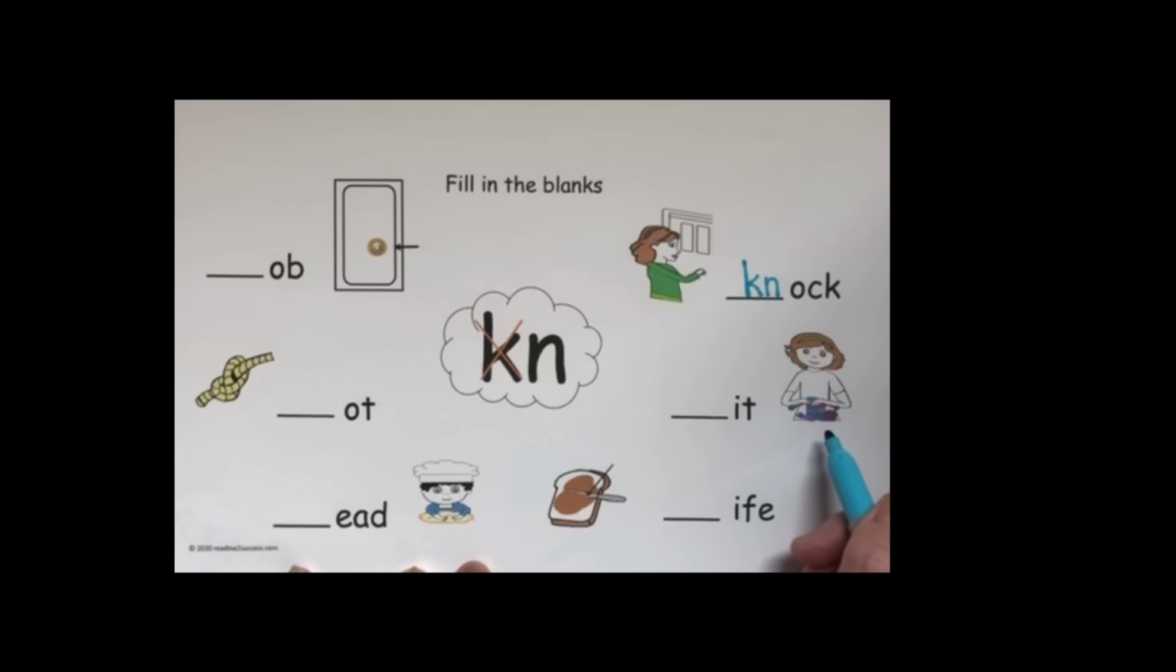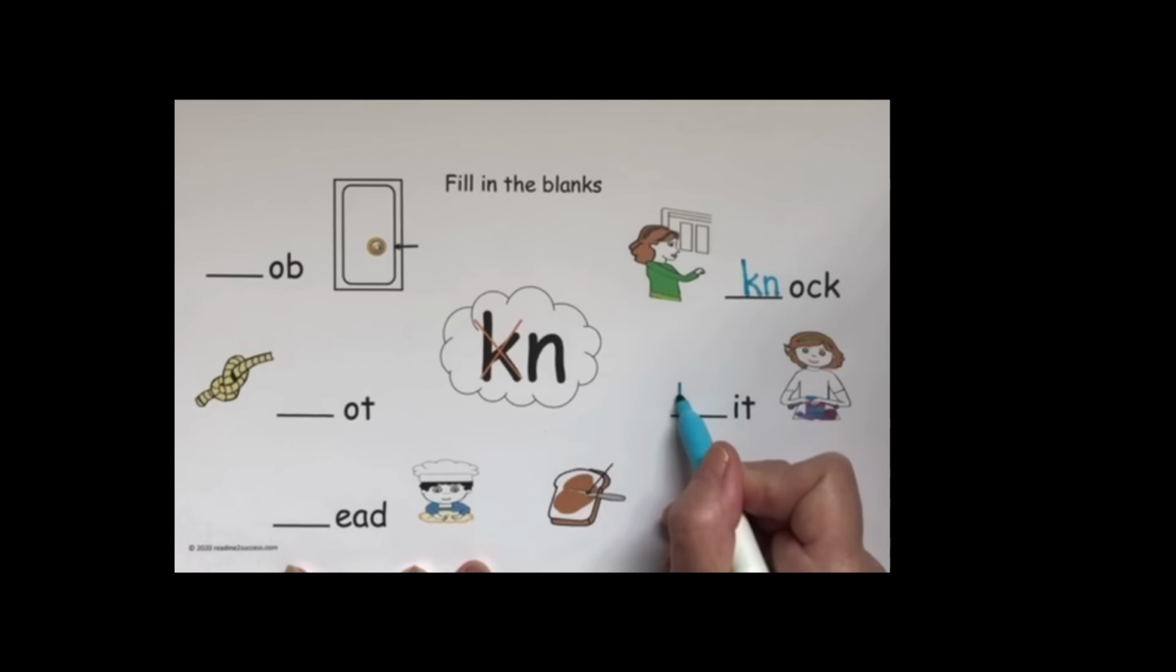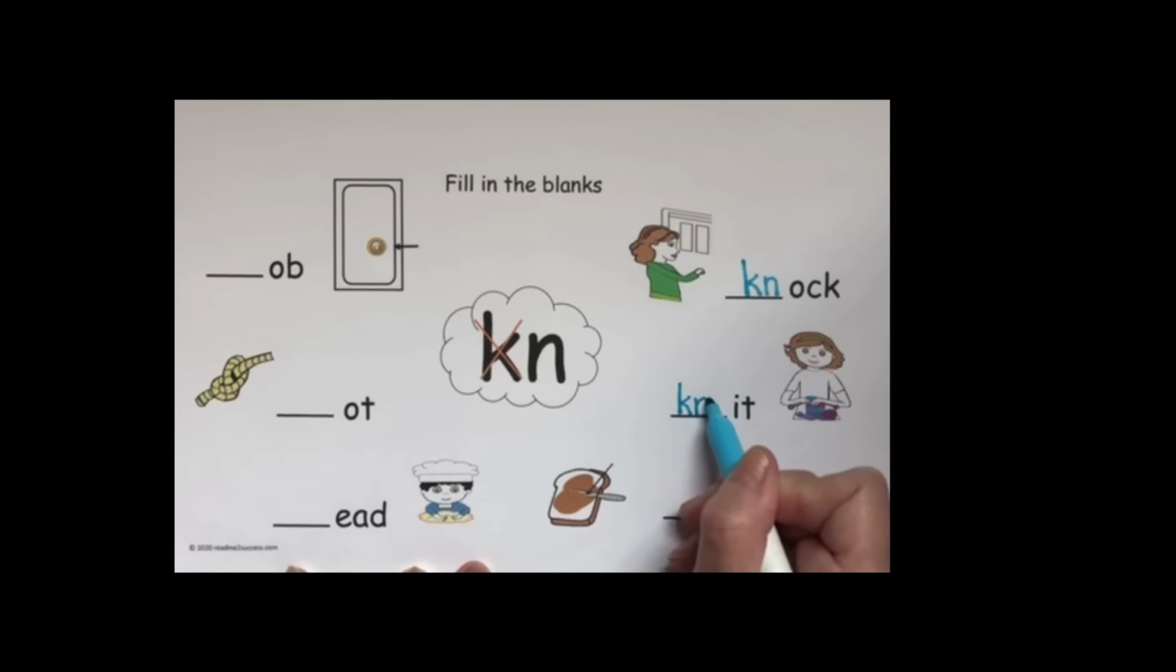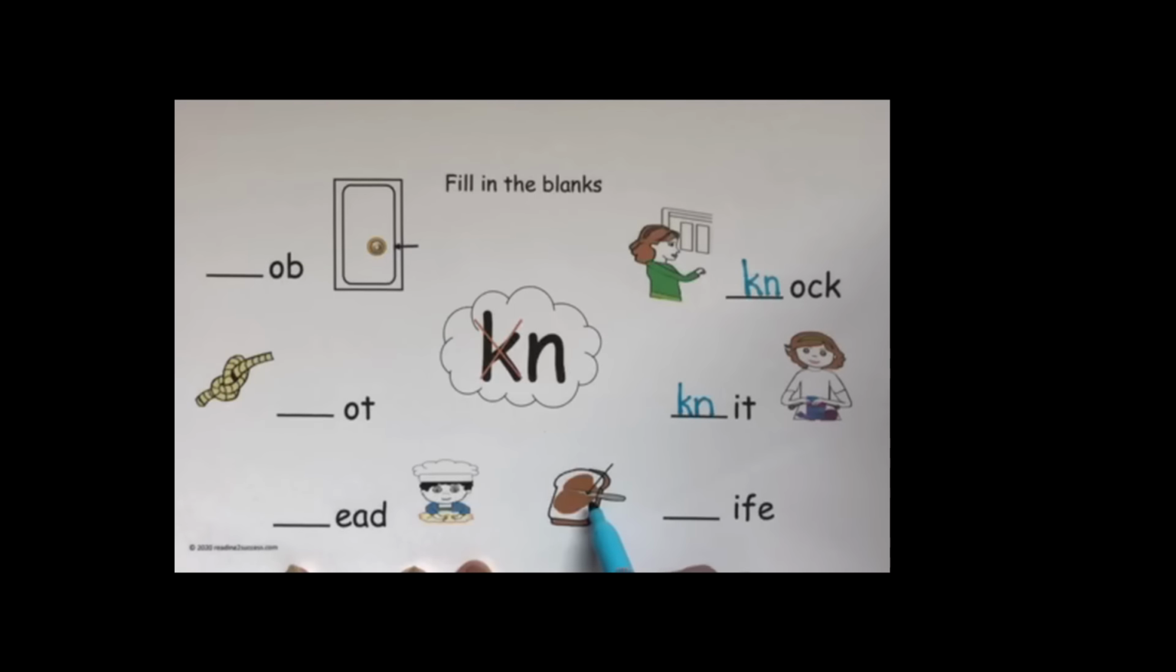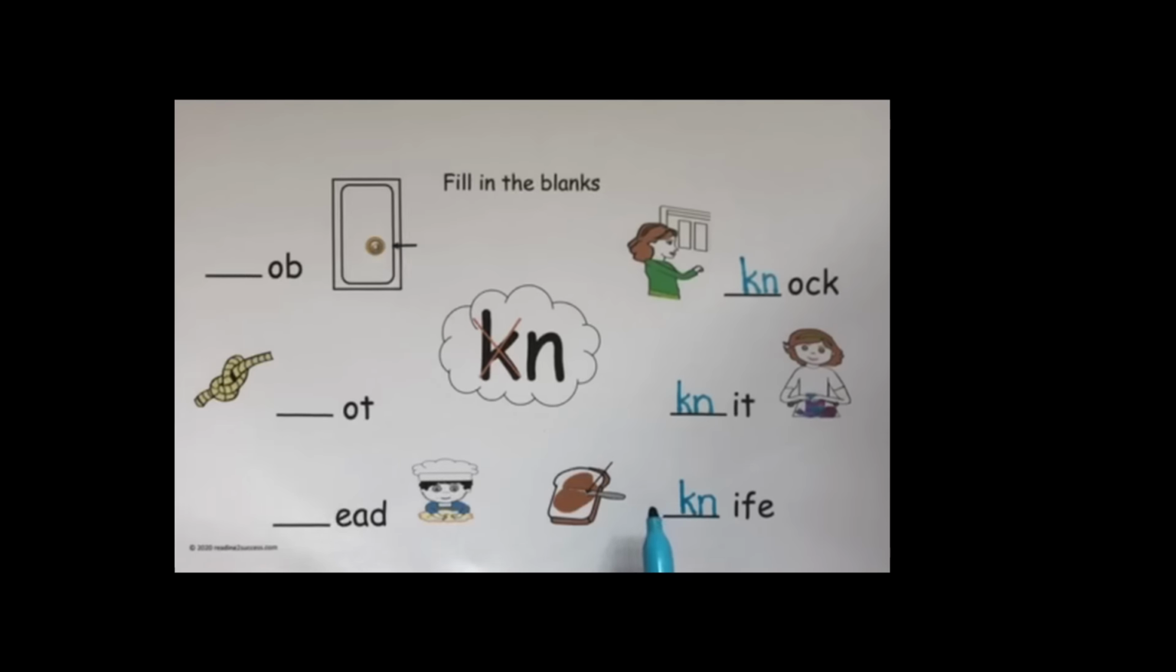She is making a sweater and she loves to knit. Put the K, N, in front of it and we have knit. This picture is pointing to the knife and it's smoothing peanut butter on the bread. We have ife. And then we're going to put the K-N in front of it. Knife.